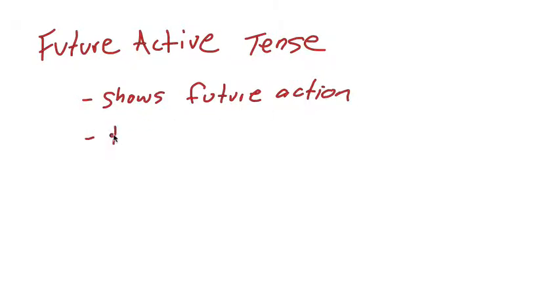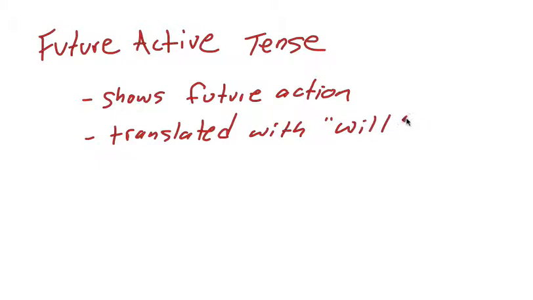Okay, it's translated with the English helping verbs "will" or "shall," and you can use these interchangeably. You could say "I will love" or "I shall love." Okay, and it uses the tense signs BO, BI, and BU.